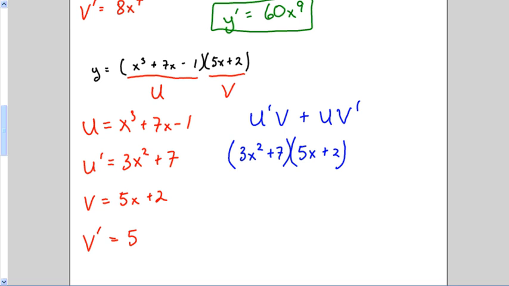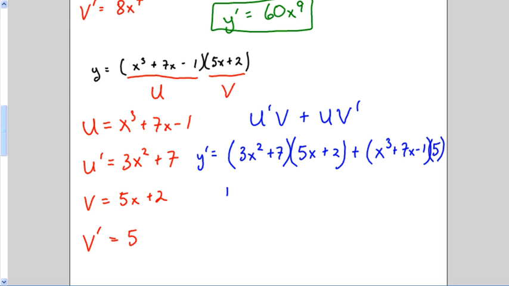Looks like we're still going to have to do a little foiling. u is this big old x cubed plus 7x minus 1. And v prime, well, I think I can fit in that v prime. v prime is nothing but 5. So let's see what happens when we try and get this thing. I mean, we've got it done. We could say that's y prime, but that's not simplified very much at all, is it?